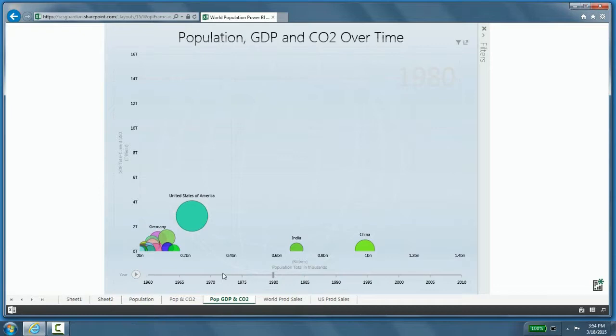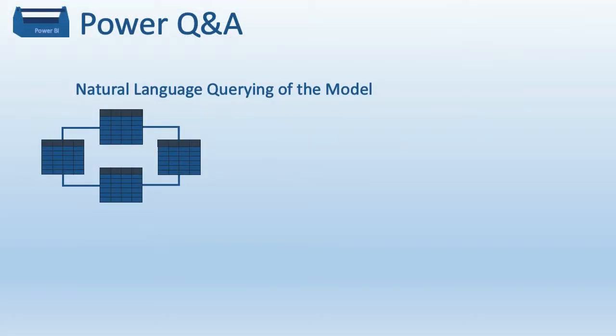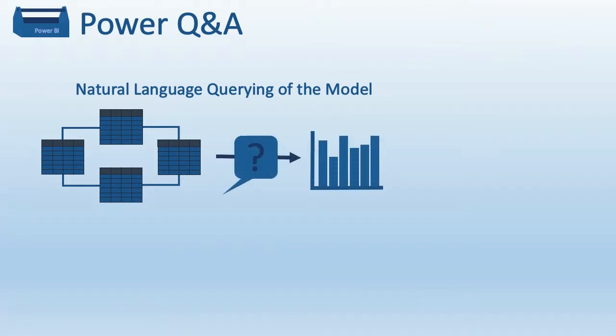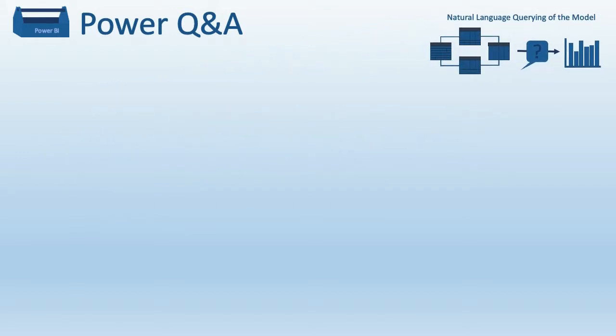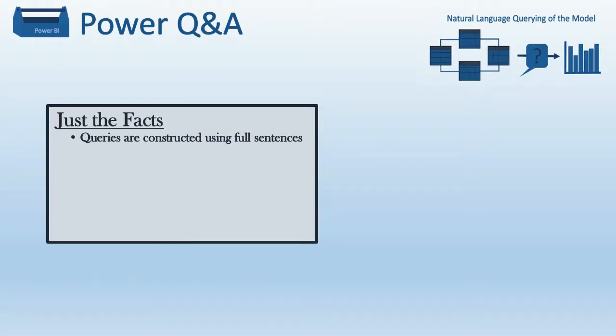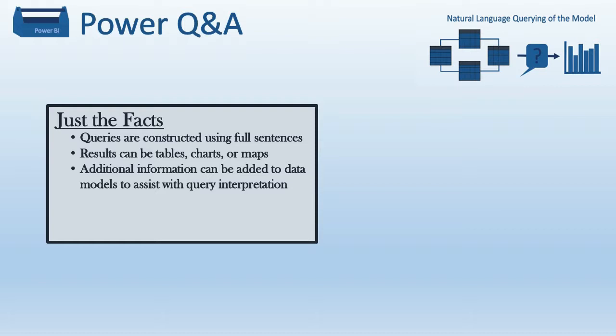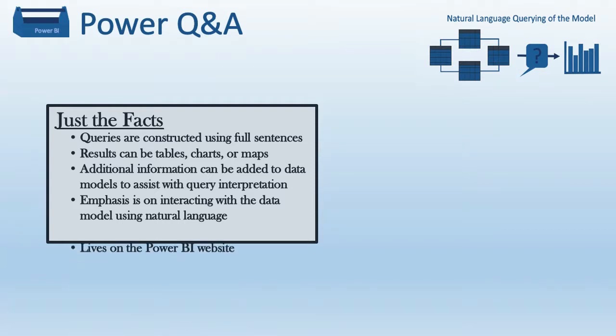Next, we'll take a look at the Power Q&A tool. This tool allows us to ask questions of our model and receive information in response to those questions. Questions are posed using complete English sentences. The results are returned as tables or charts, even maps. Additional information can be added to the data model to assist with the querying process. The emphasis is on being able to interact with the data model in a natural way. Power Q&A lives within the Power BI website.